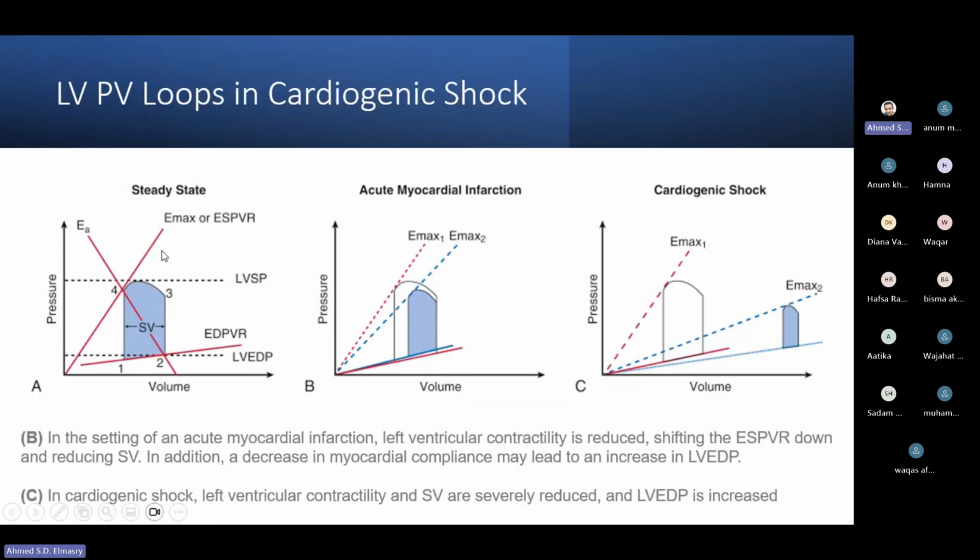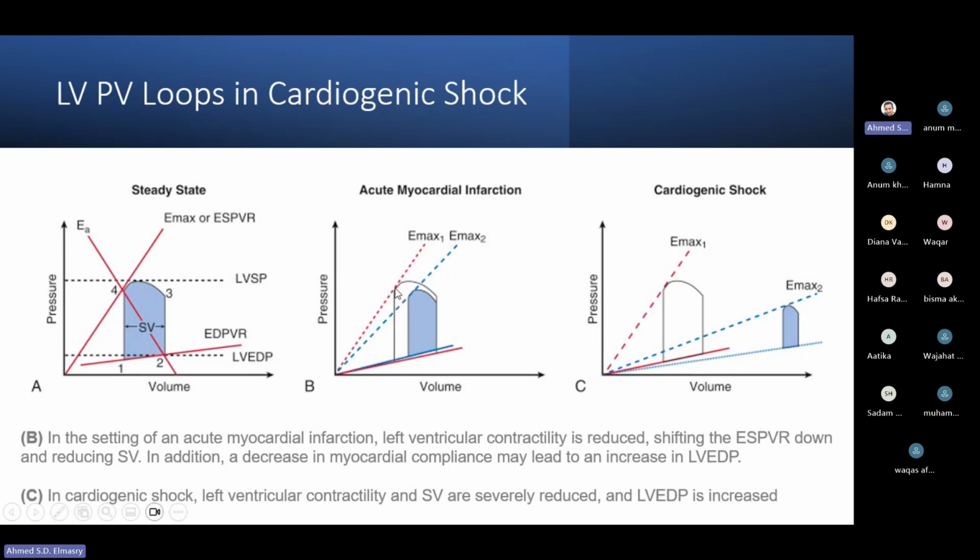And if we look at the left ventricle pressure volume loops during cardiogenic shock, so this is the left ventricle pressure volume loop in the steady state of a normal heart. And this patient is having acute myocardial infarction. This patient is having cardiogenic shock in an advanced stage. And as you see here, in acute myocardial infarction, the working point during the diastole was not changed here, which is called the end diastolic pressure volume relationship. That means the preload state of this patient is still preserved.